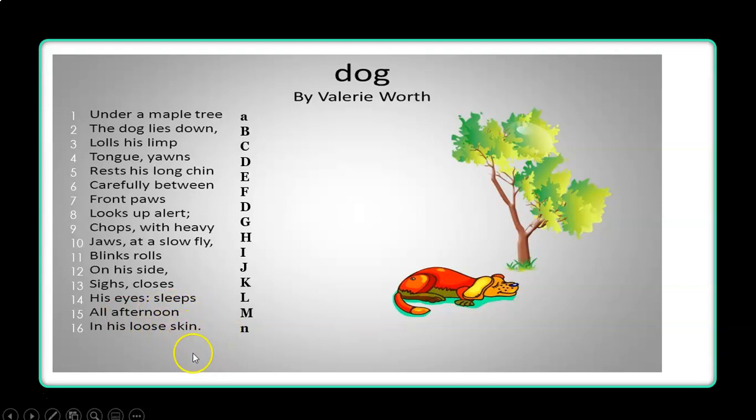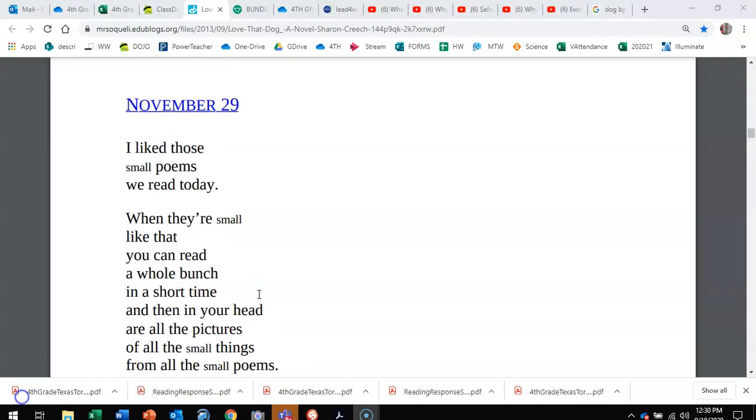Line 16. Yes, line 16 and line 5 rhyme, right? So what was line 5? Letter E, right? Chin. So that means chin and skin rhyme. So what letter would skin be for line 16? E. Great job if you said E. Make sure you check these and that you write all of them down. If you got it wrong, it's okay. Just make a correction. Okay, boys and girls, let's go back to page 15 of Love That Dog.